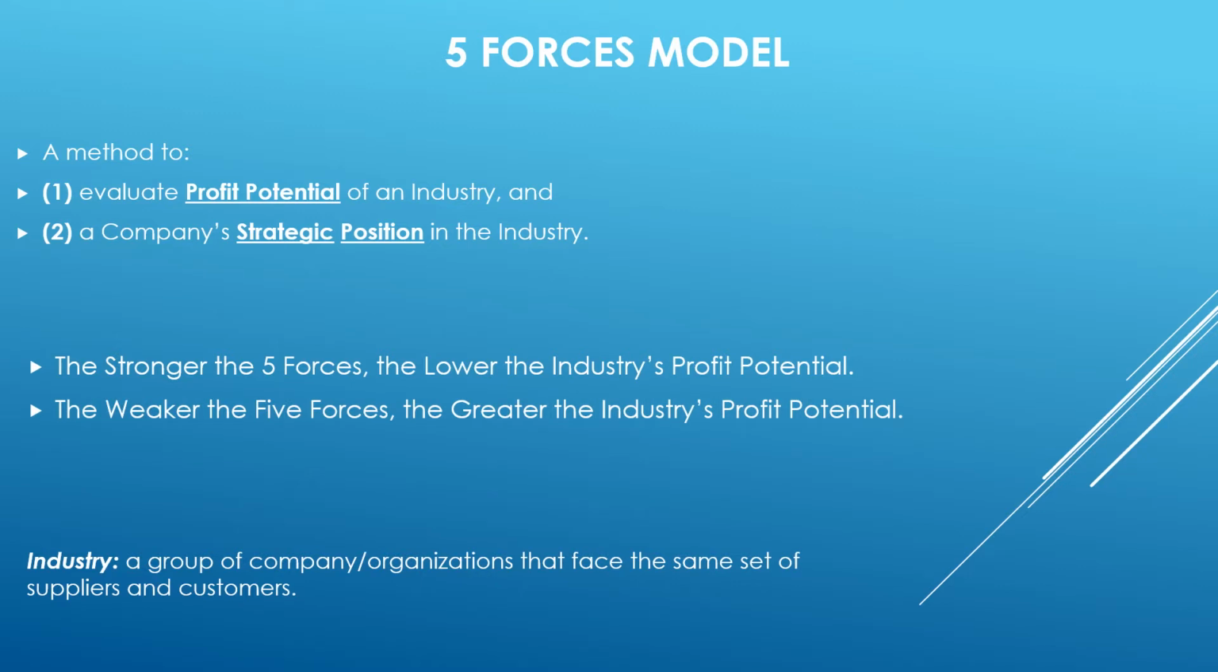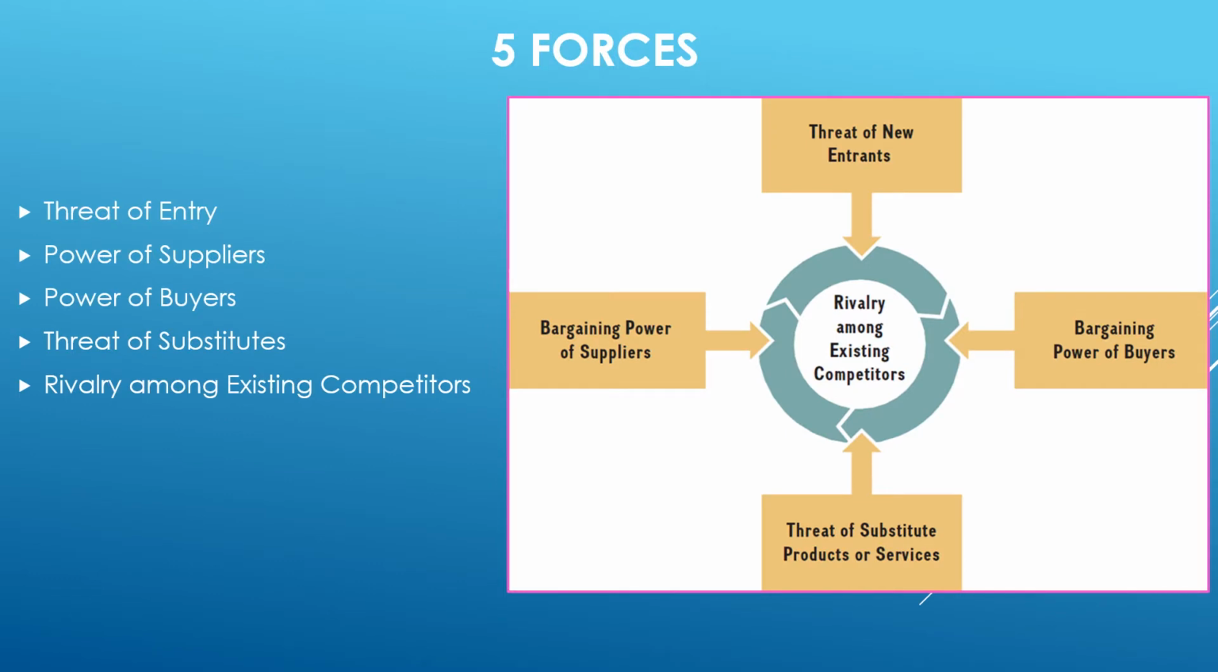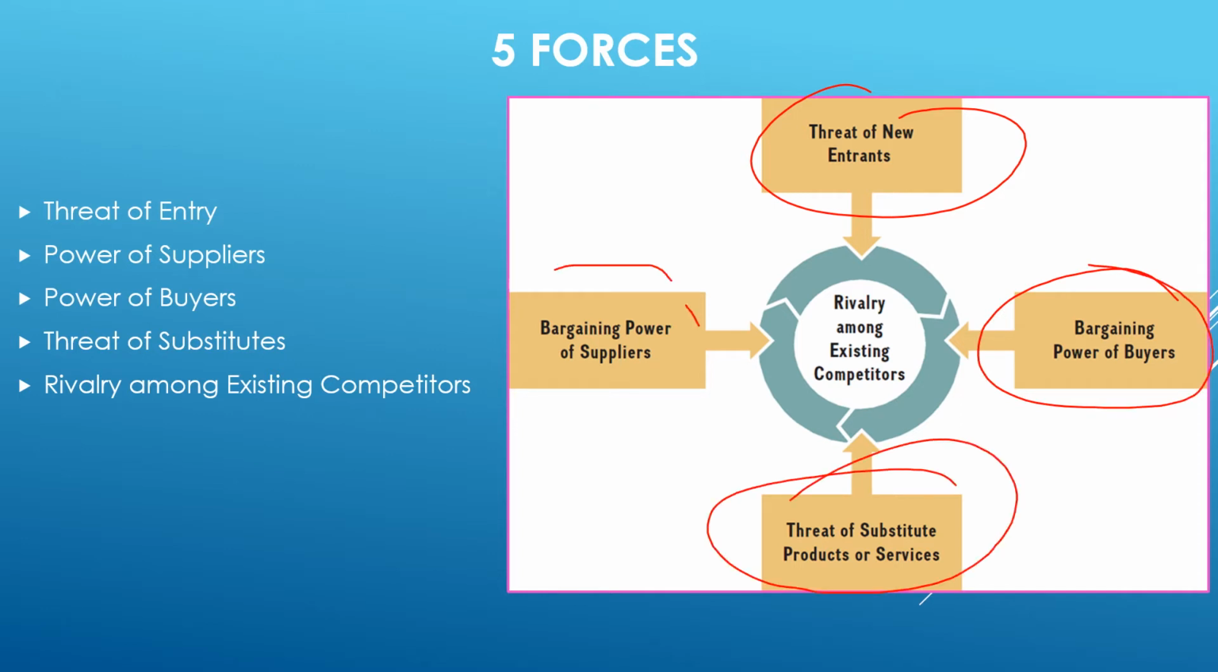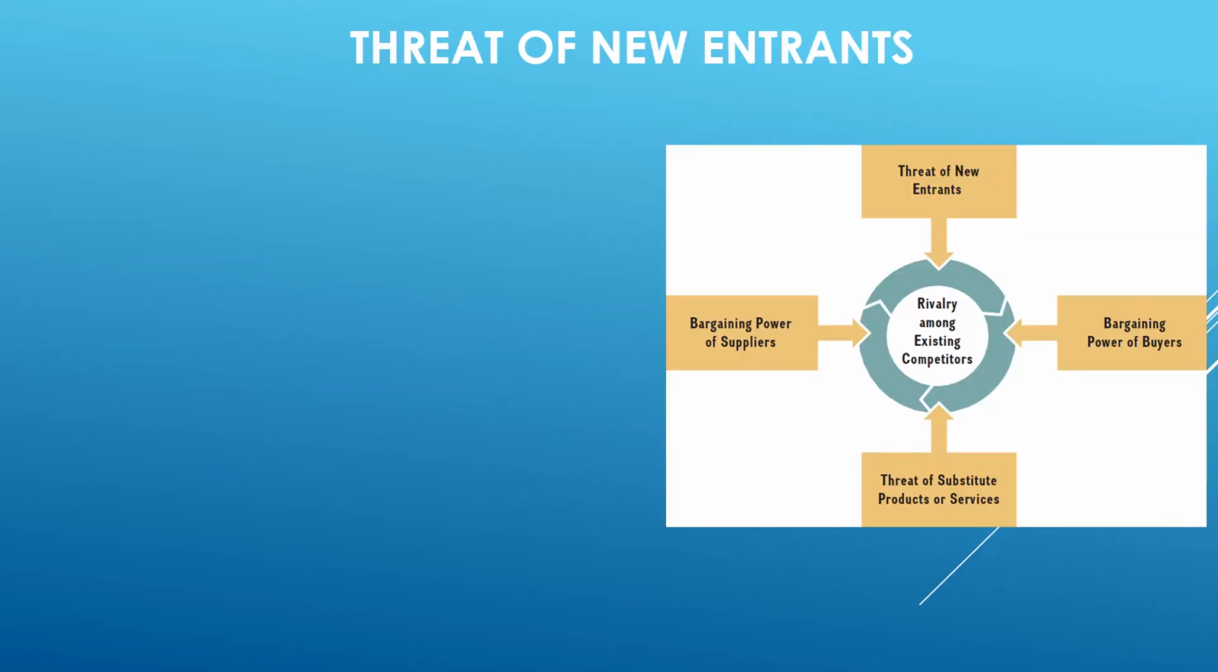So the weaker the five forces, conversely, the greater the industry's profit potential. But let's look at what those five forces are. They're the threat of entry, the bargaining power of suppliers, the threat of substitutes, the bargaining power of, I'm sorry, suppliers here, buyers over here, and then the rivalry amongst existing competitors. So threat of new entrants. This is what we'll talk about here.